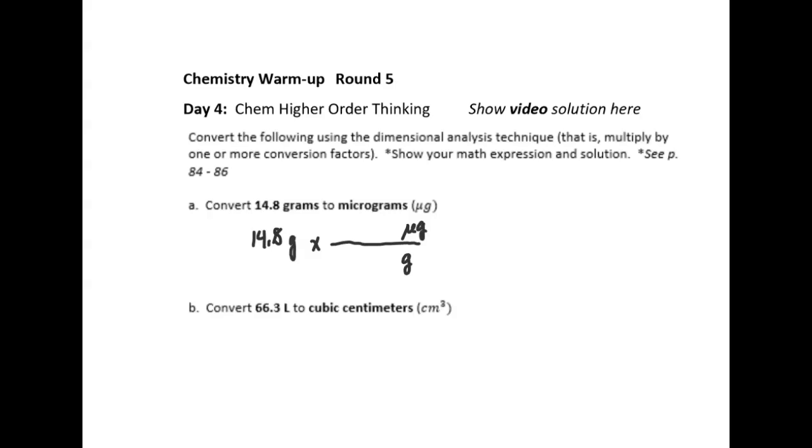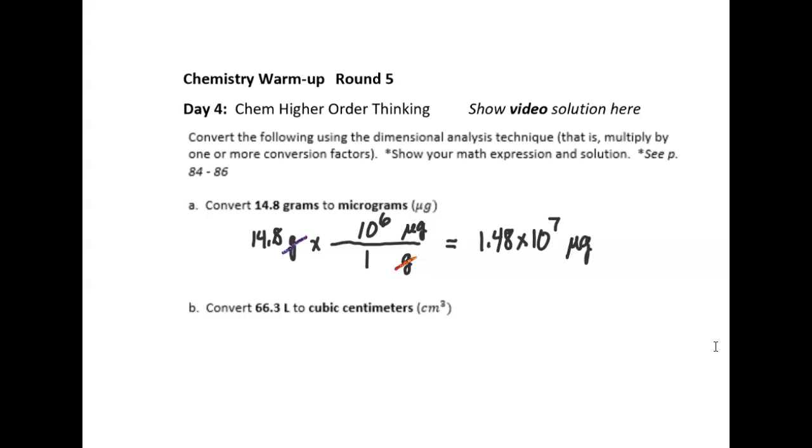Now we fill in the numbers for numerator and denominator. There are 1 million micrograms in 1 gram. A shorter way to write 1 million is to say 10 to the 6th power. These labels cross-cancel away, leaving the label micrograms. Mentally or on a calculator, multiply 14.8 times 10 to the 6th power and divide by 1. The result will be 1.48 times 10 to the 7th power micrograms.